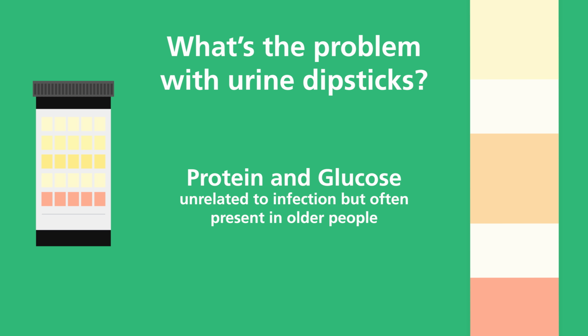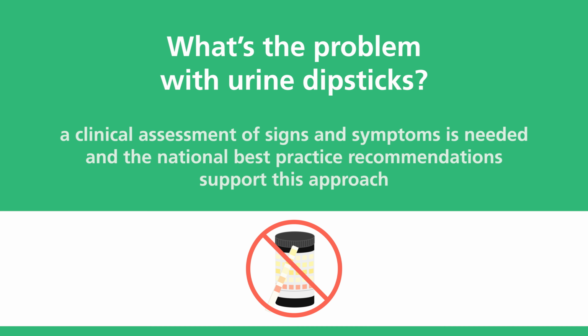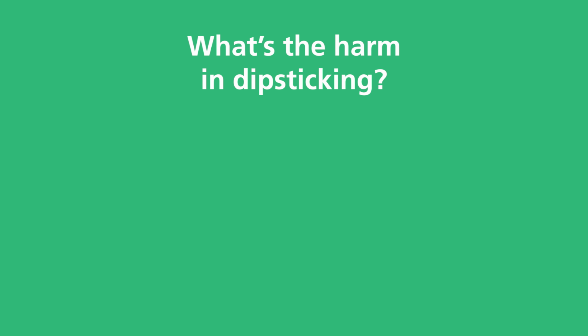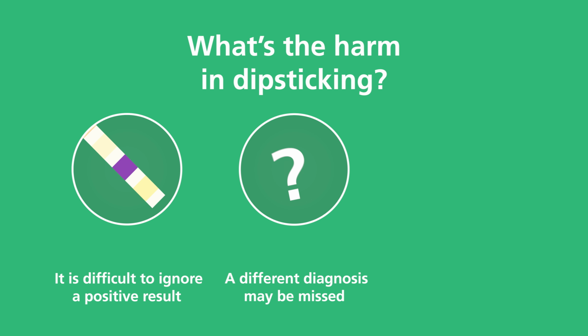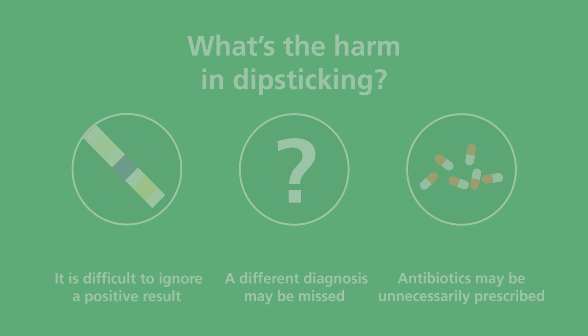But none of these markers tell us whether or not there is actually a urinary tract infection that may require antibiotics. For this, a clinical assessment of signs and symptoms is needed, and the national best practice guidelines support this approach. But what's the harm in dipsticking? It is very difficult to ignore a positive result, even if it doesn't mean very much at all. It can be difficult to assess older people, for example, if they are confused, and relying on the urine dipstick result in this setting may result in another diagnosis being missed. It can also trigger antibiotics being prescribed.